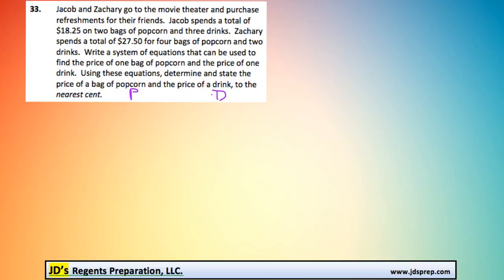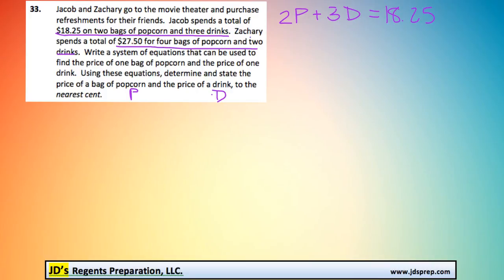Now we're going to have to figure out how to turn this situation into two equations. The first piece of information we get is that Jacob spends a total of $18.25 on 2 bags of popcorn and 3 drinks. As an equation, that translates into 2 bags of popcorn, so 2 times P, plus 3 drinks, 3 times D, equals the total price, $18.25.